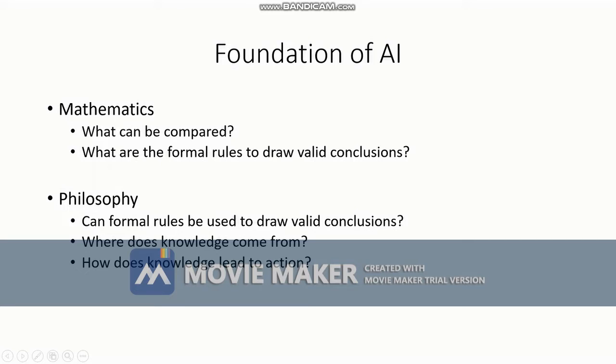Now, second subject is philosophy. I have already told that artificial intelligence is philosophical, like philosophy is involved here. Some of the questions which we can ask are: can formal rules be used to draw valid conclusions? The word is can. We don't know whether it can or cannot be, but we want to know the answer. Then, where does knowledge come from? Then how does knowledge lead to action? So these are some of the questions. Now based on different philosophers, the answers will be different. So based on different answers, different theories can be made up.